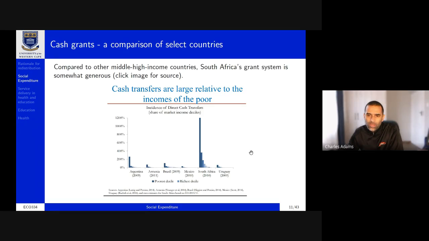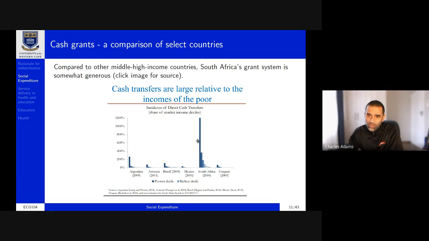And here you see huge differences in these data. So this shows the percentage of income that the grant makes up for people, right? So it's share of market income deciles. So the first bar over here, this tall spike, shows you the proportion of market incomes that the grant makes up for people in the lowest decile. So if you split the population into 10 groups, where the first group is the lowest in terms of the income distribution, and the 10th group is the highest in terms of the income distribution. This would be the first group over here, the spike.